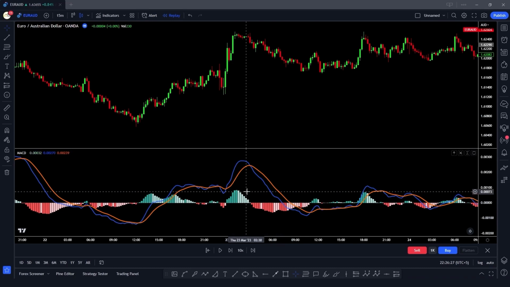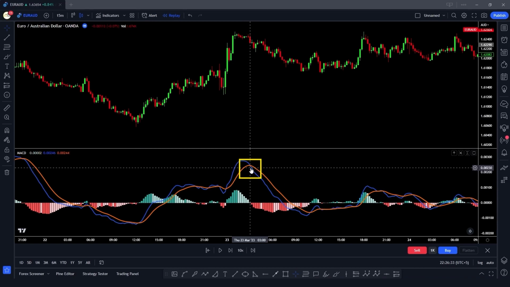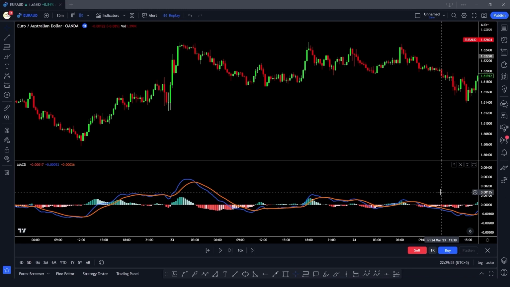And the converse is true for taking short positions. The MACD line should cross below the signal line, and this represents the bearish momentum in the market. And you should also note that this cross under should be happening above this zero baseline. So you can see the MACD indicator is pretty simple.